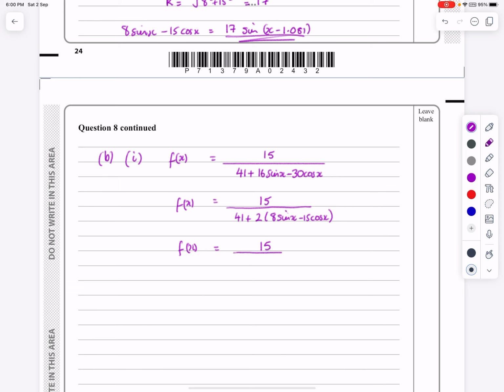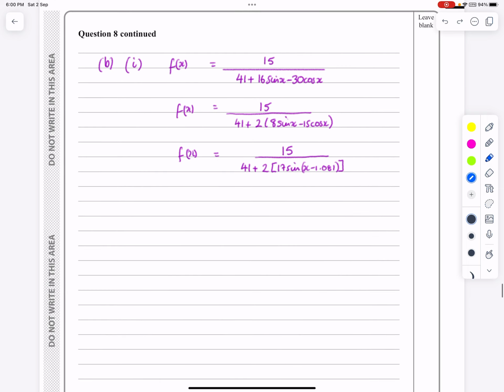15 over 41 plus 2 lots of 17 sin(x minus 1.081). Let's write it down like that first of all. I'll just move this over a bit. 15 over that, but then as I just said, what we want is this to be as big as possible, and the biggest possible value that can be is 17, is our R.